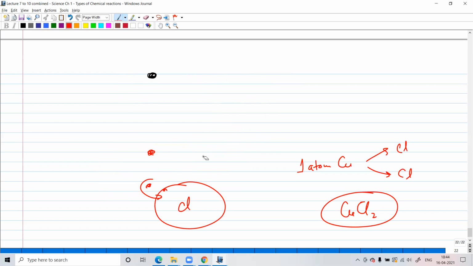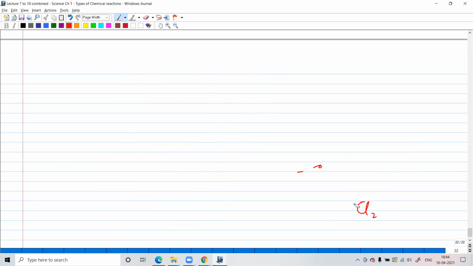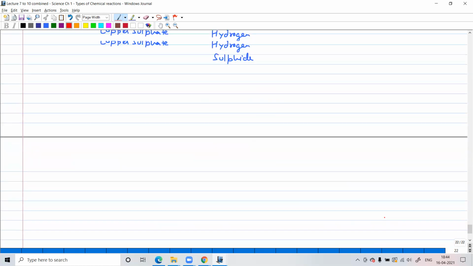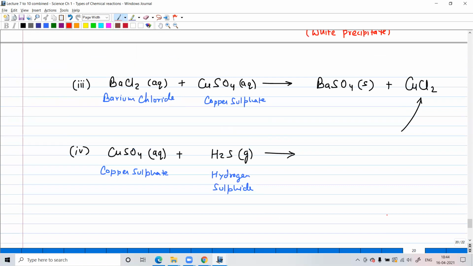So that is the molecular formula for copper chloride, and it will always be the same. No matter which reaction you are in, copper will always bond with chlorine in the same manner. Copper chloride will be CuCl2.